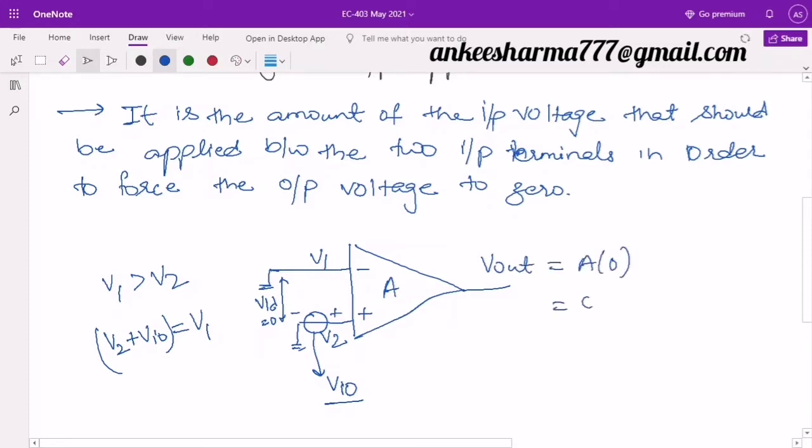So you will get the output voltage 0 volts. In the other way, we can also say that it is that voltage that must be applied to either of the input terminals to force your output voltage to be 0, is called the input offset voltage. Now it is not present in all the operational amplifiers.